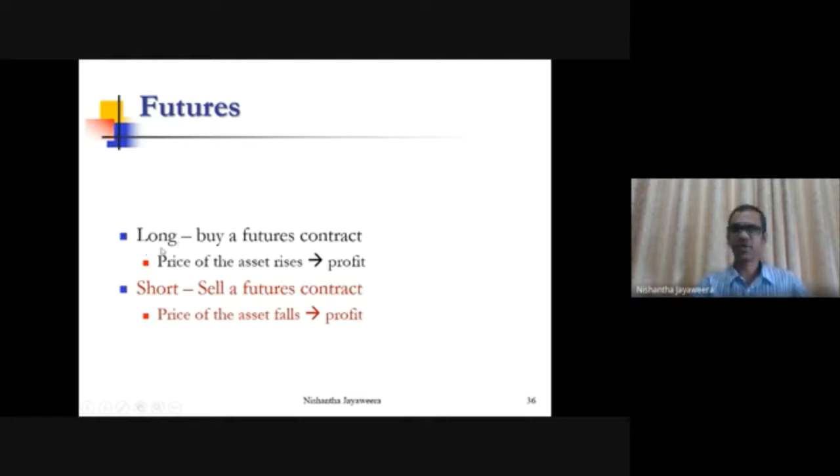So basically, if you are long, that means you have bought a futures contract. The price of the asset has to go up for you to make a profit. This is a very simple concept. If you have bought anything and its price increases, you make a profit. The opposite is true when you have a short futures. That means you have sold a futures contract. Then you make a profit only if the price goes down. Clear? This is the same as for any other asset. If you buy it, price increases, you make a profit. You sell something, price goes down, you make a profit.